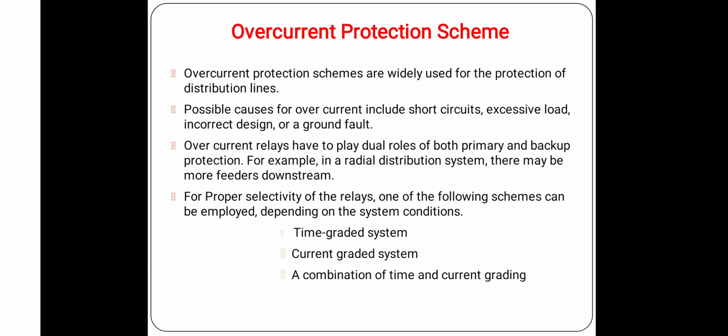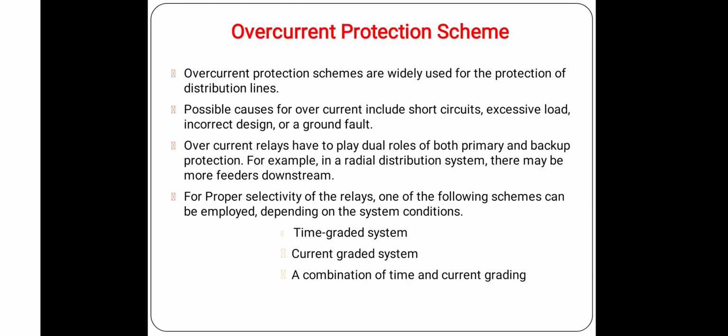So basically, we know that the overcurrent relay plays dual roles, that means both primary and backup protection. For example, if it is used in a radial distribution system, there may be more feeders downstream. So good and reliable selectivity of the protection is essential in order to limit the supply interruption to the smallest area possible and to give a clear indication of the faulted part of the network. This makes it possible to direct the corrective action to the faulty part of the network and the supply to be restored as rapidly as possible.